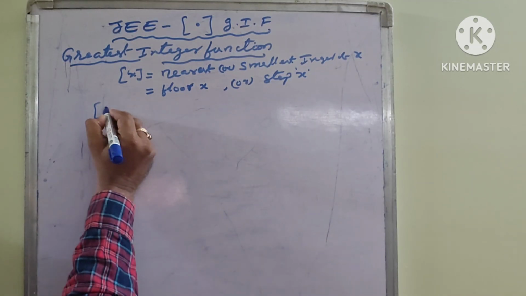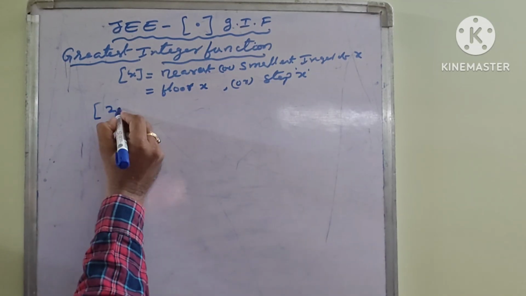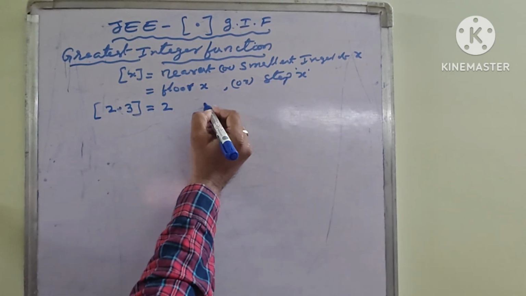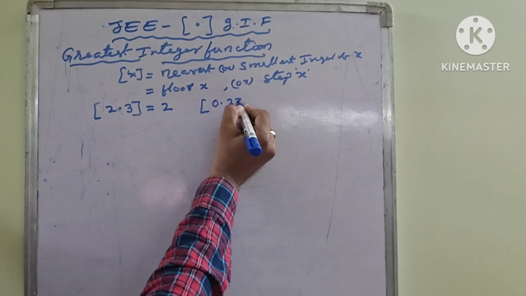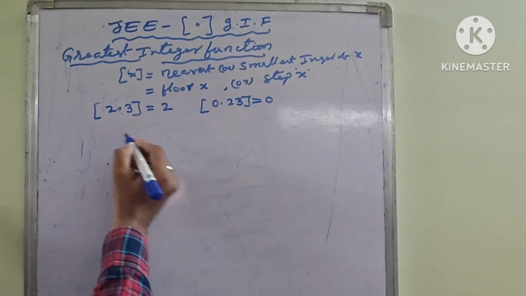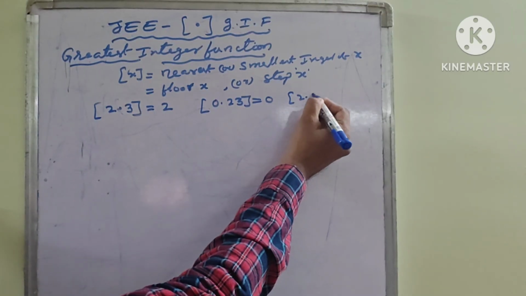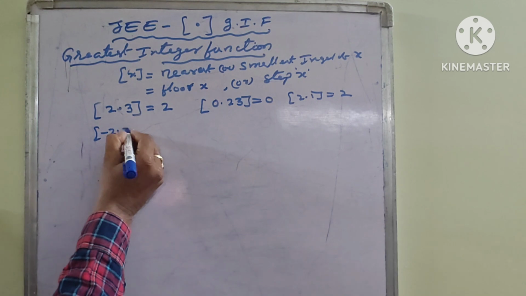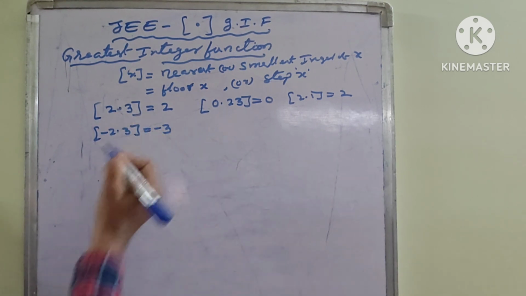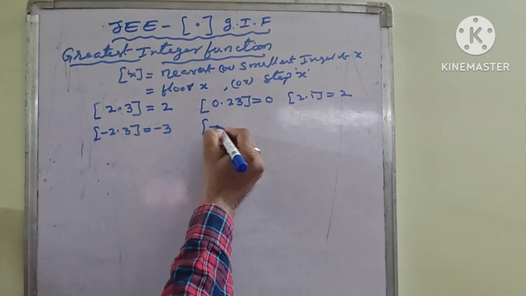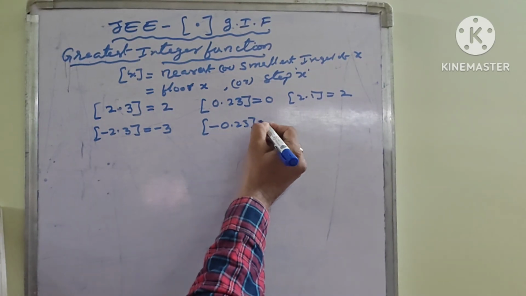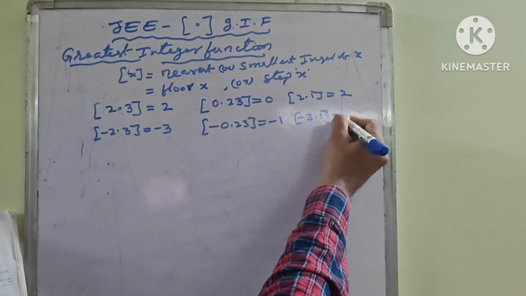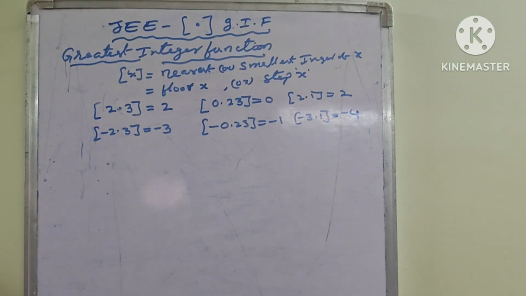Now here are examples. The integral part of 2.3 is 2. The integral part of 0.23 is 0. The integral part of 2.1 is 2. Now the integral part of minus 2.3 is minus 3. The integral part of minus 0.23 is minus 1. The integral part of minus 3.1 is equal to minus 4. So these are the values.